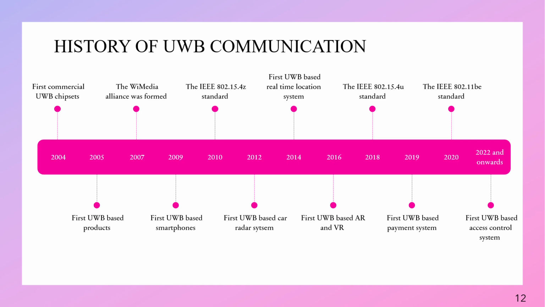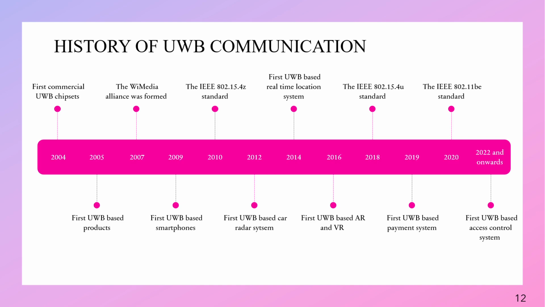2010, the IEEE 802.15.4 research standard for UWB communication was published. In 2012, the first UWB-based car radar systems were released. In 2014, the first UWB-based real-time location systems (RTLS) were released. In 2016, the first UWB-based augmented reality (AR) and virtual reality (VR) headsets were released.